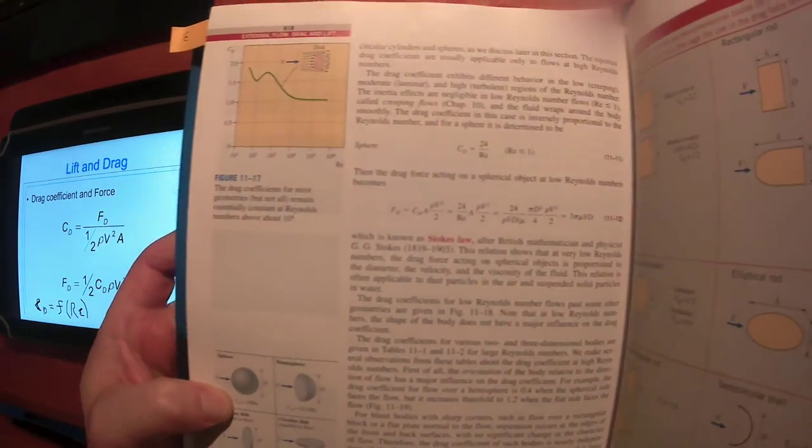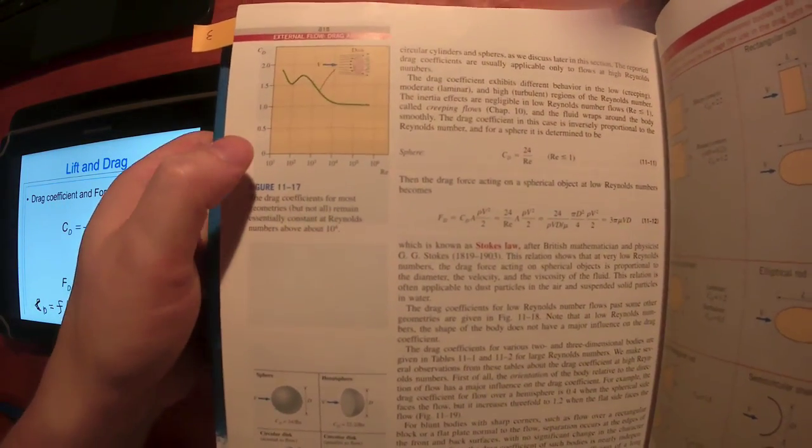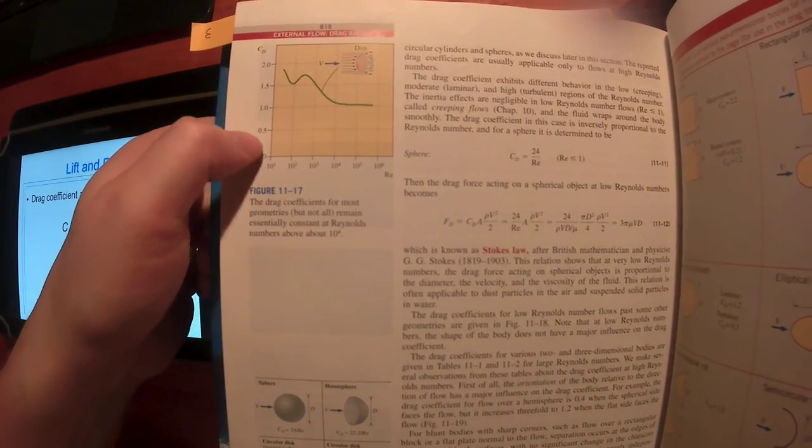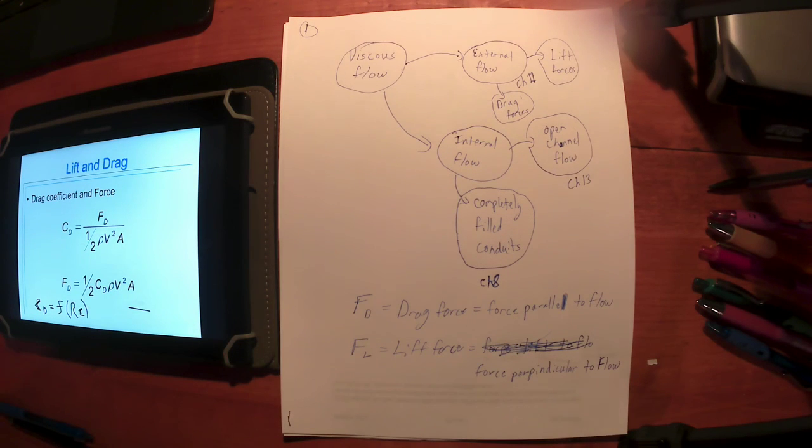You'll also see sometimes throughout the text, I don't know if you can see this, and there's my alarm, it's a good place to stop. You can see they're going to tell you drag coefficients based on Reynolds numbers of different objects. All right, we'll pick back up there in a second.